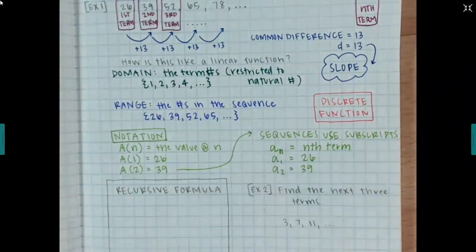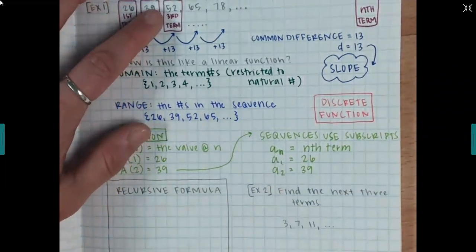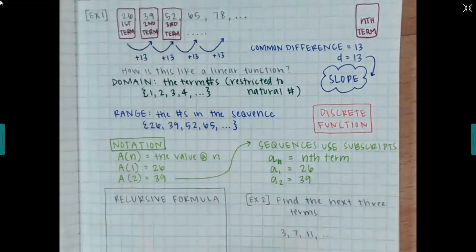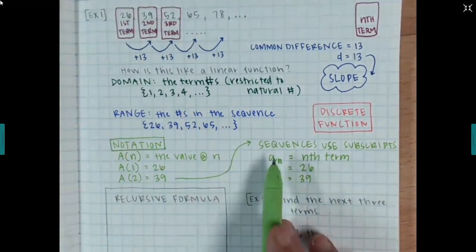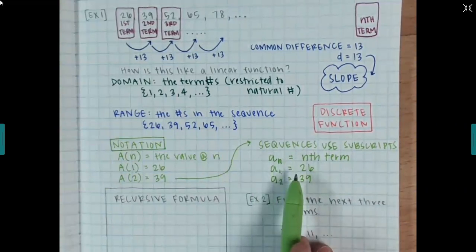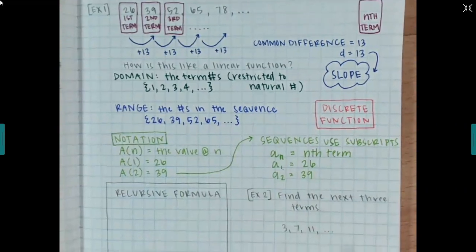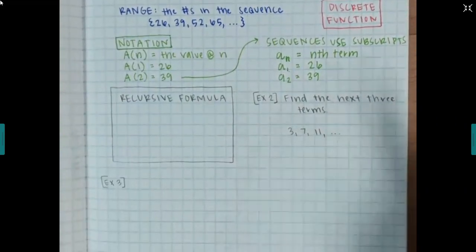And it goes on and on and on. The third term is 52. The fourth term, so a sub 4, is 65, and so on. So we just need to get used to using these subscripts for arithmetic sequences instead of function notation. So just one more notation to throw at you. Now, let's define the recursive formula.